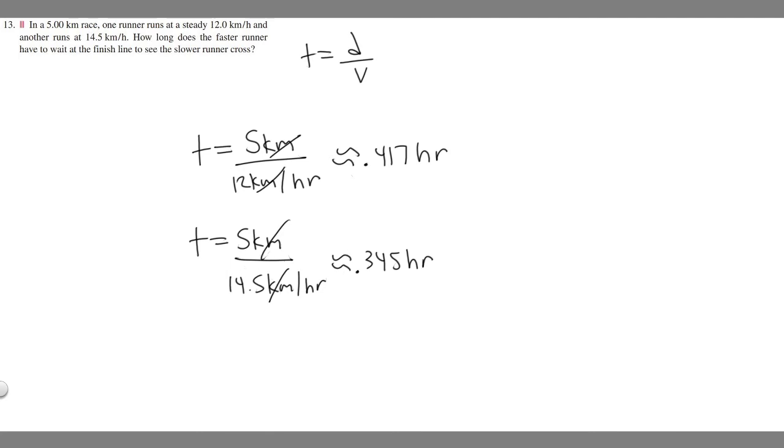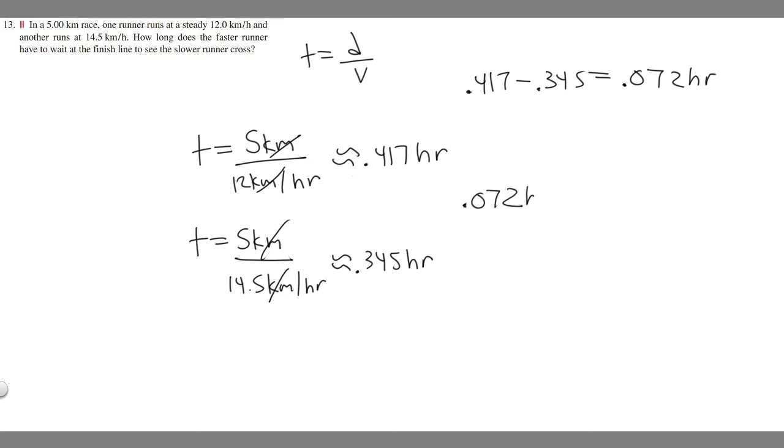So if we want to find the difference, how long the person's going to have to wait is going to be the difference between these two. If we subtract them, we're going to find how long the one is going to be waiting there. So if you do 0.417 minus 0.345, you're going to get 0.072. Keep in mind our units are in hours, and notice how this is an extremely small decimal. So what I'm going to do is convert it to minutes.